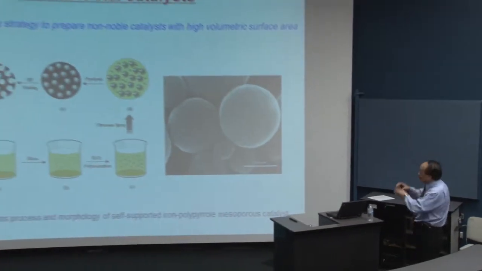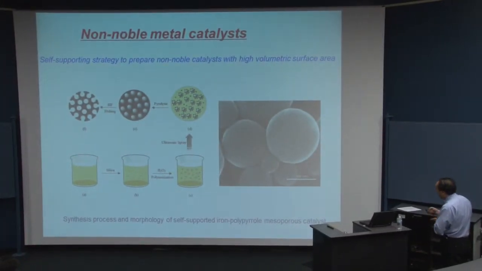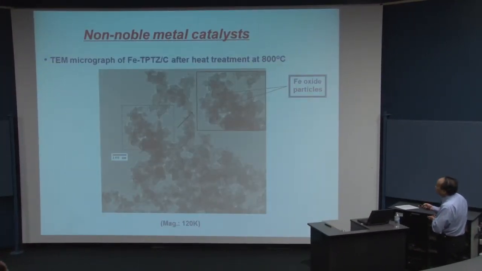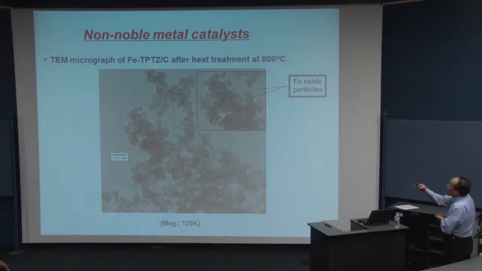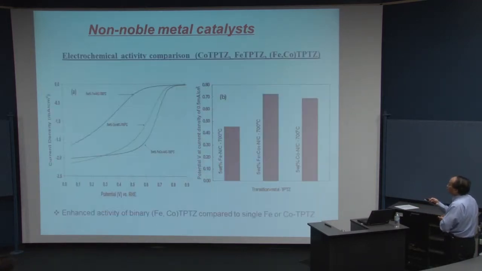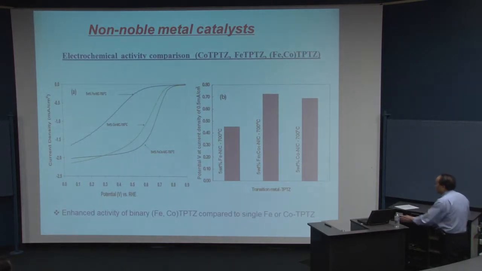And we are doing some self-supporting catalysts using our unique technology. This one you see is a mesoporous sphere, but this sphere actually is not carbon. It's an iron and nitrogen non-noble metal catalyst. The whole thing is the self-supported catalyst. And this is the TEM picture of one of our catalysts, and we got the oxygen reduction testing for this one.